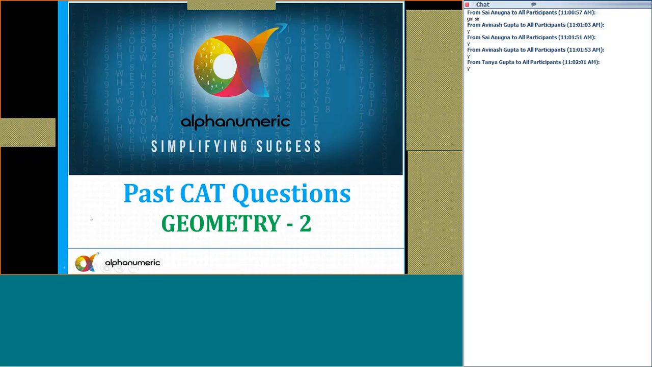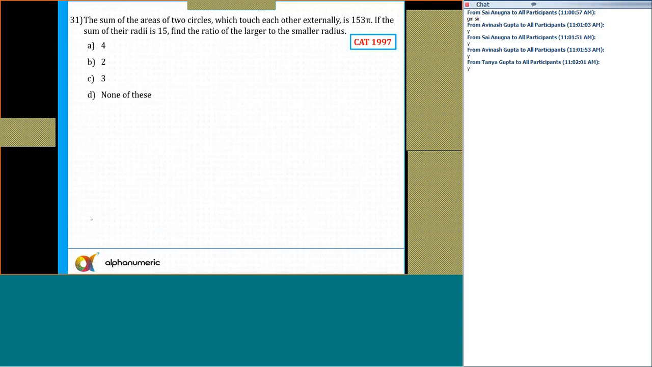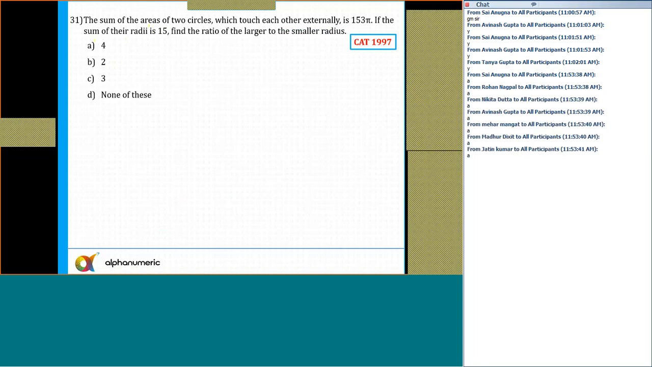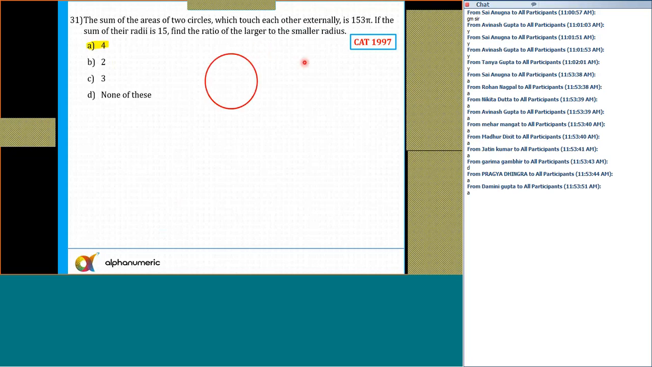Now tell me, what is the correct answer for question number 31? Option A. Most of you are saying option A, which I think is correct. An easy one. Let's see it. The sum of areas of two circles which touch each other externally. So this is one circle and then there is another circle, touching each other. The sum of their radii is equal to 15.